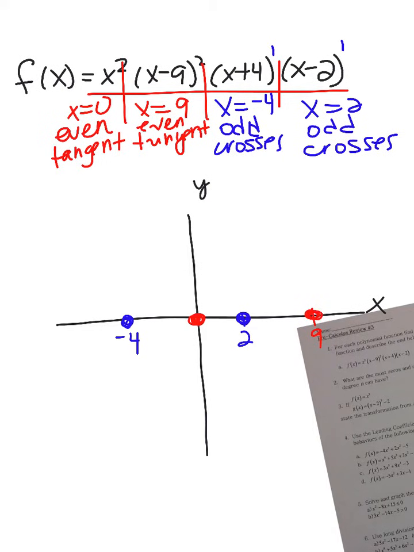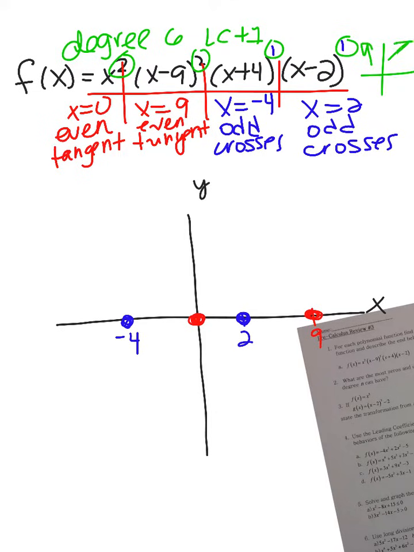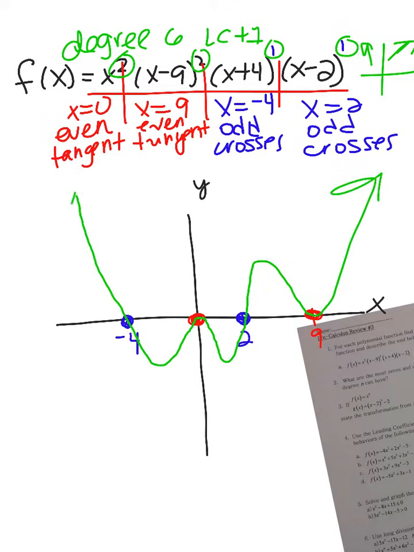Okay, so I need the degree of the polynomial, so count up the exponents. So the degree is, let's see, we have 2, 4, 5, 6, so it's a degree of 6. So it's either up, up or down, down. The leading coefficient is positive 1, so that means it's up, up. So it's going to come down, cross at negative 4, bounce or be tangent at 0, cross at 2, come down and be tangent at 9, so it'll look like this.